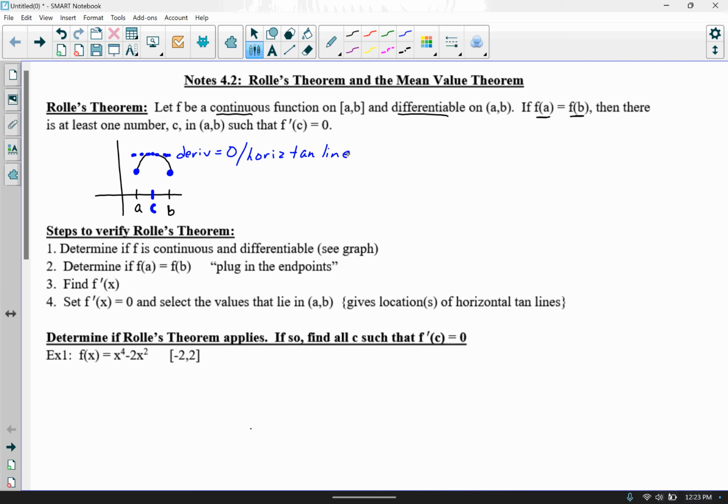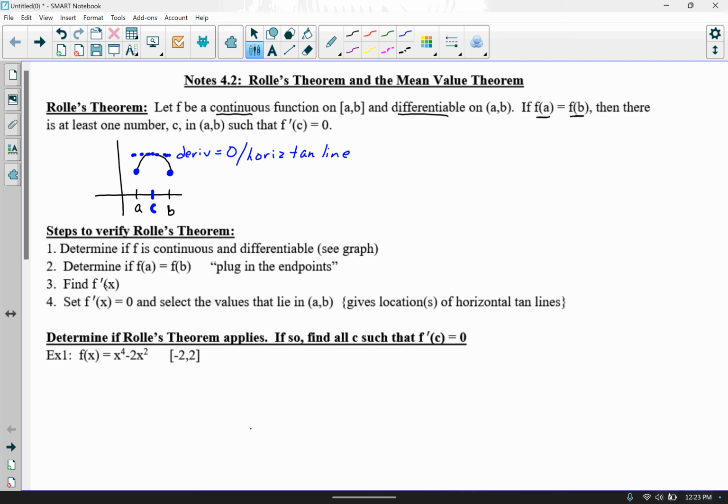It says steps to verify Rolle's theorem. You have to always make sure that your function's continuous and differentiable. That's where you're most often just putting it in your calculator if you don't know what the graph itself looks like. Then from there, you're going to plug in the endpoints, find f of a and f of b, and make sure that they're equal to one another. As long as those two first stipulations are met, then you continue on with Rolle's theorem. But if either one of those is not met, then we'll back out and say that Rolle's theorem doesn't apply.